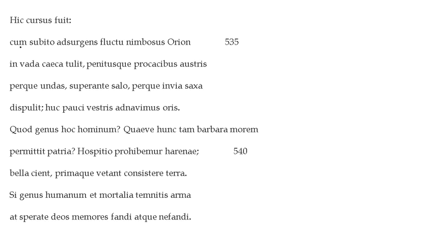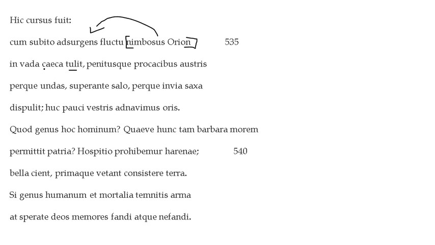Alright. So, cum subito adsurgens fluctu nimbosus Orion. Here, you should probably be able to identify that nimbosus Orion is your subject, modified by the present active participle adsurgens. Subito is your adverb, fluctu, ablative of instrument or respect. In vada caeca tulit, remember this is your perfect form of fero. And then in vada caeca, into the blind shoals.